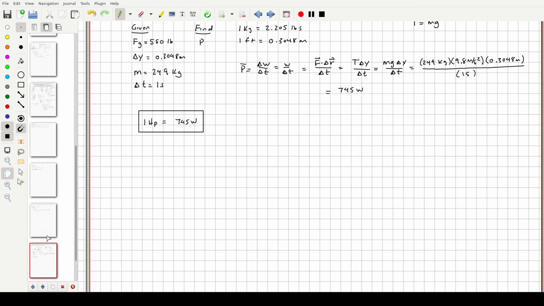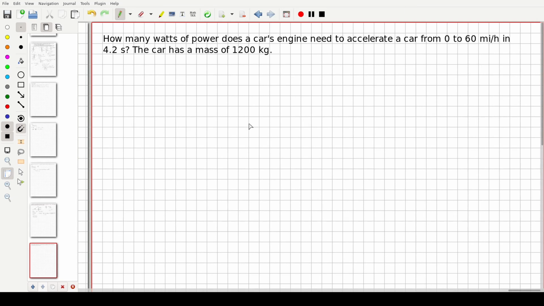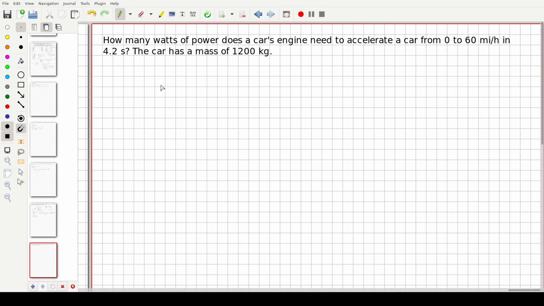Okay, so that said, pretty good example. All right. Now, here we're going to do another one. In this problem, we're asked how many watts of power does a car's engine need to accelerate a car from 0 to 60 miles per hour in 4.2 seconds. The car has a mass of 1,200 kilograms. So the first thing we're going to do is to draw a picture. Let's draw us a little coordinate system here. Here's the y-axis, here's the x-axis, here's our car. We'll have our car accelerate to the right.